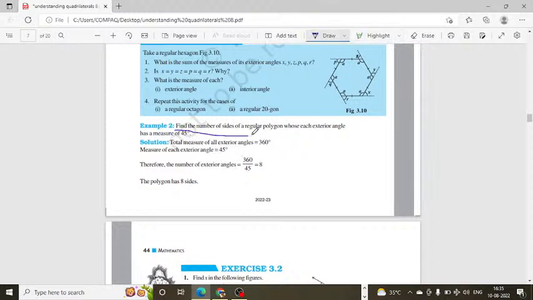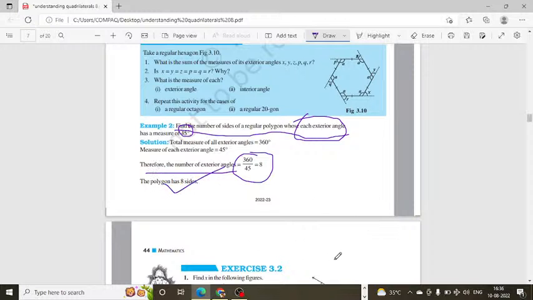So find the number of sides of a regular polygon whose each exterior angle has 45-degree measure. So we know the total measure of the exterior angles is 360 degrees, and here it is given that each exterior angle has the measure of 45. So the number of exterior angles will be 360 divided by 45, that will give you 8. So it has got 8 sides. So this polygon has got 8 sides, and I told you a polygon that has 8 sides is known as octagon. So I hope you are clear over here.